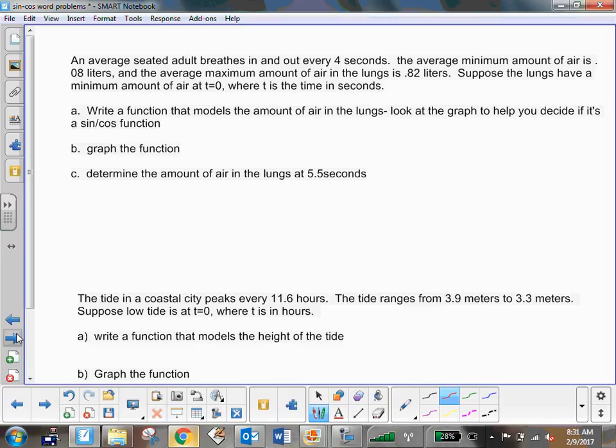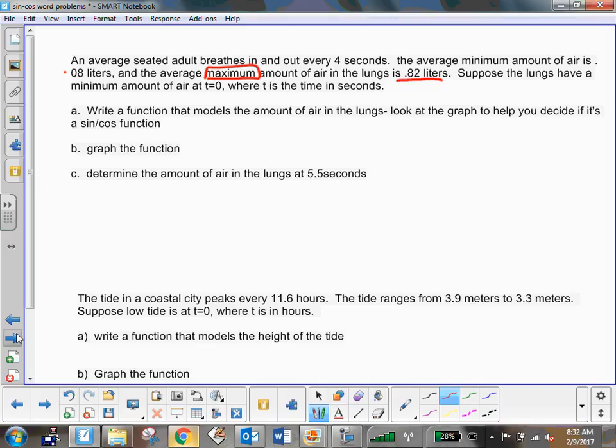All right, so where am I at? The average minimum amount of air is 0.8 liters. There's a decimal, got stuck on the other side. The average max amount of air is 0.82. This is my max.